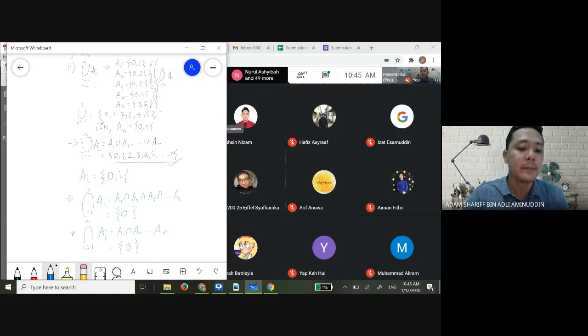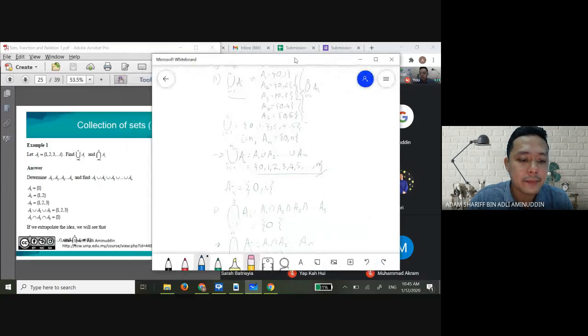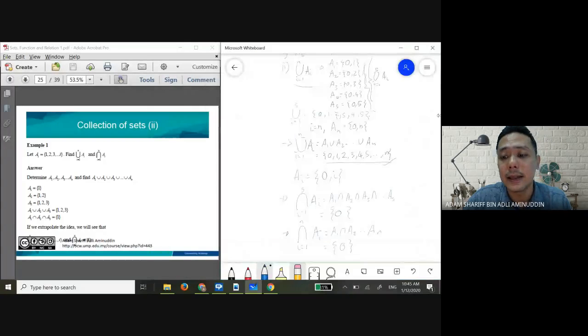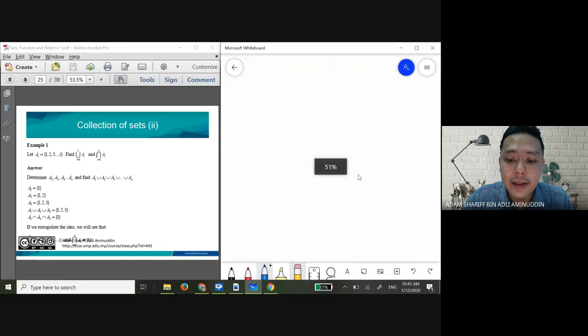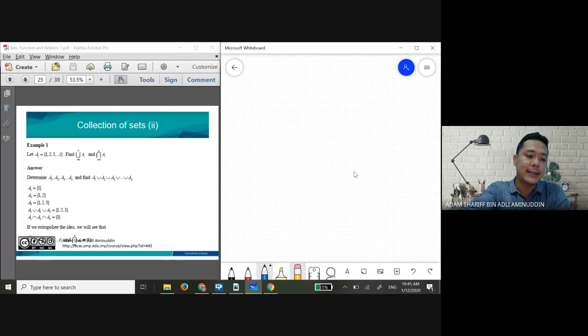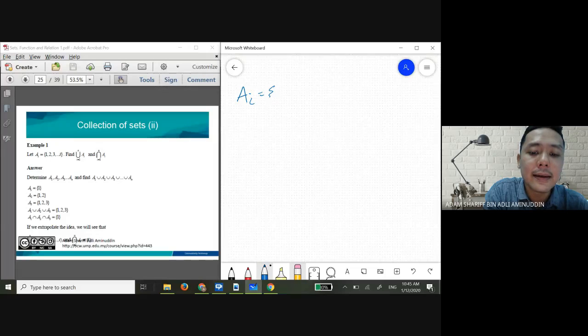Okay, saya cuba tukar soalan macam soalan ini. Yang ni dah ada jawapan. Tapi how I generate the thinking? The original question is actually only like this. Ai 1, 2, 3 until i.